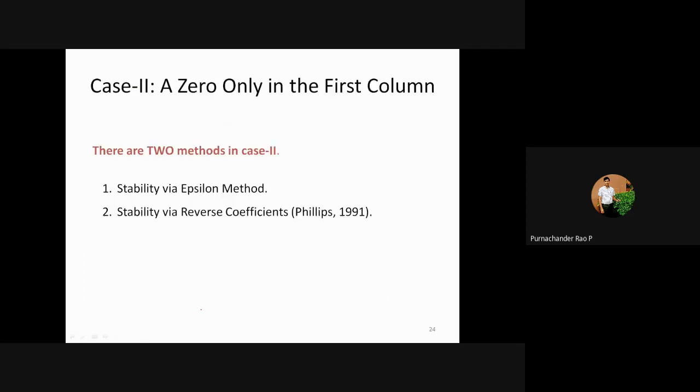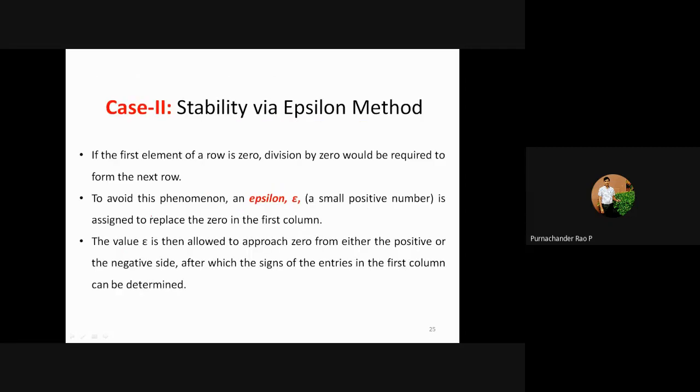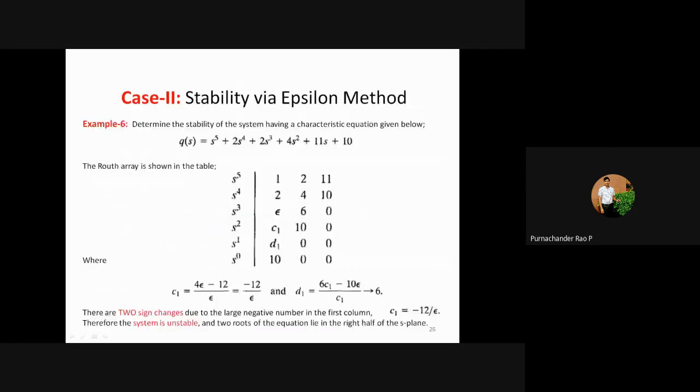Okay, then the second method, the second case, here with a 0 only in the first column. So you can use the epsilon method. In the 1000 level, just go through the epsilon method. Okay, so the epsilon method is nothing but, whenever you are getting a 0, it should be replaced by epsilon.